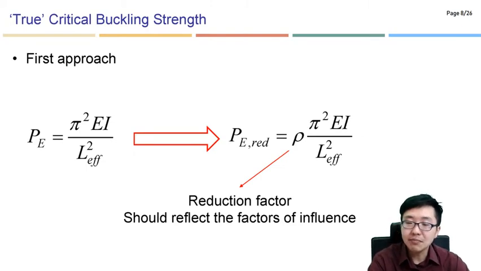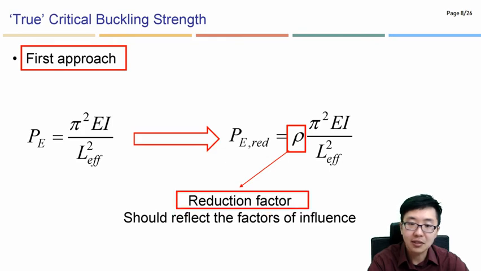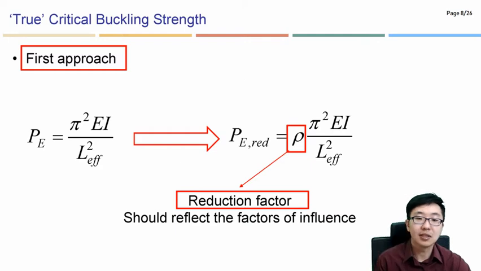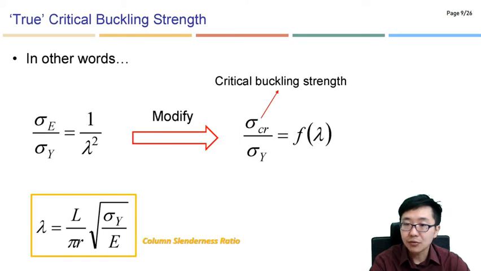So one of the approaches is pretty much simpler. The first approach is just put it here. As you can see, one simple factor we call the reduction factor should reflect the factors of influence due to the uncertainties. You know what I'm saying? So in other words, we can modify our equations like here.